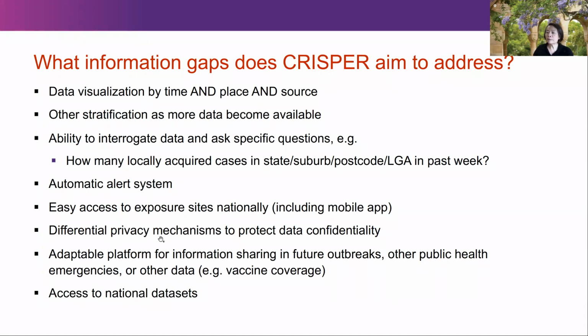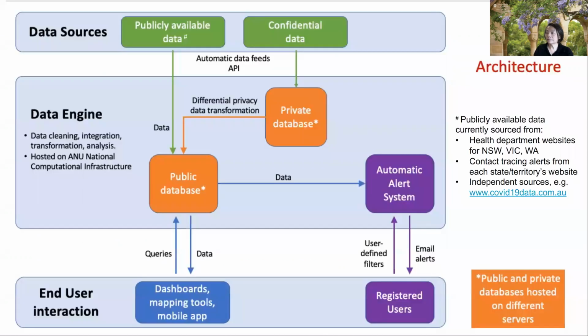And also to apply differential privacy mechanisms to protect data confidentiality, to build a platform that we can use for other outbreaks and other public health emergencies, and to provide access to national level data sets that we've collated and cleaned and worked on. So this is what the CRISPR system looks like as an overview.